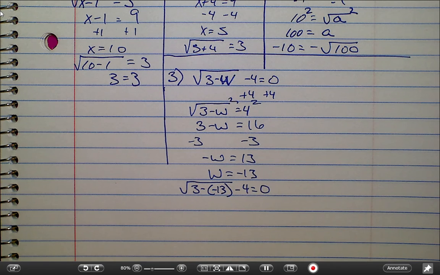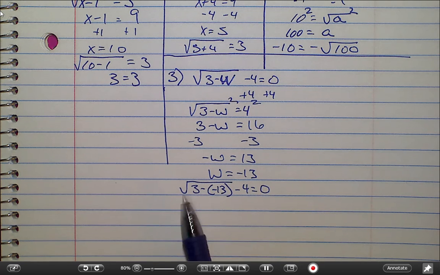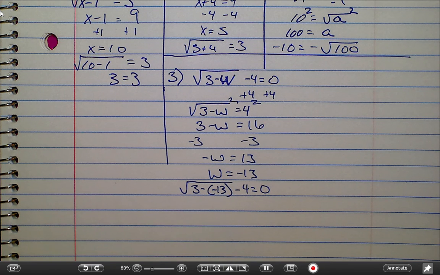All right, so on this one right here, when I have two negatives together, it makes a positive. So that's going to be a positive. So 3 plus 13 is 16, right, Brian?